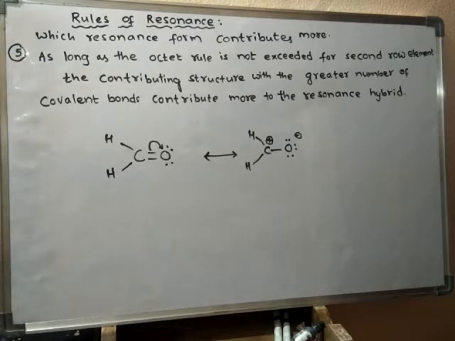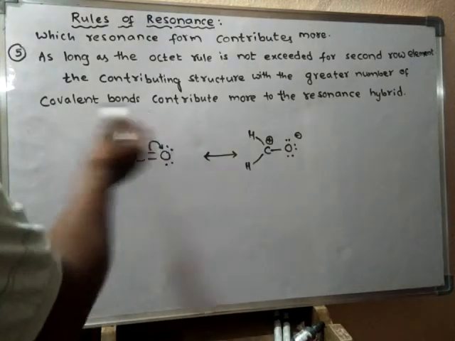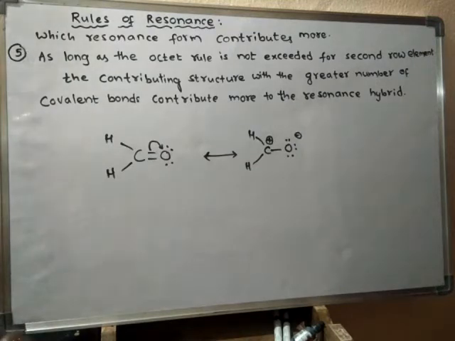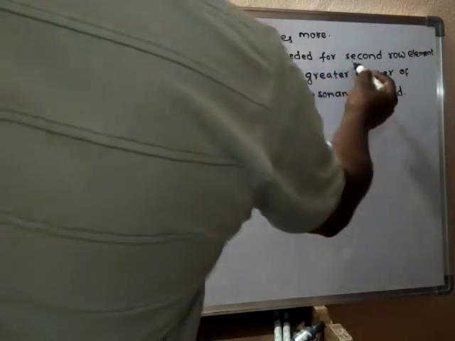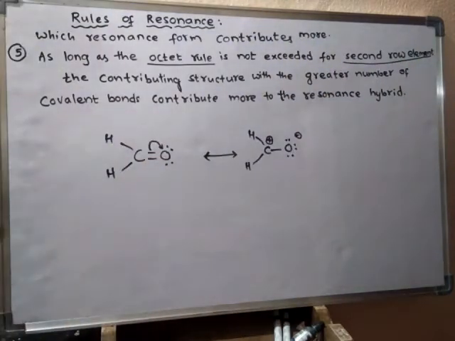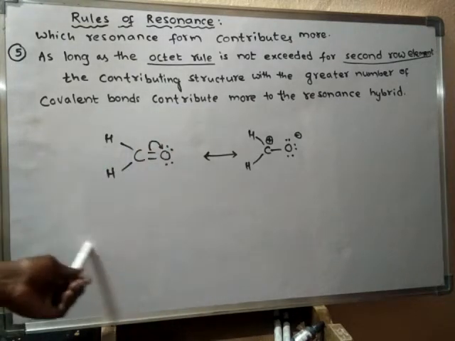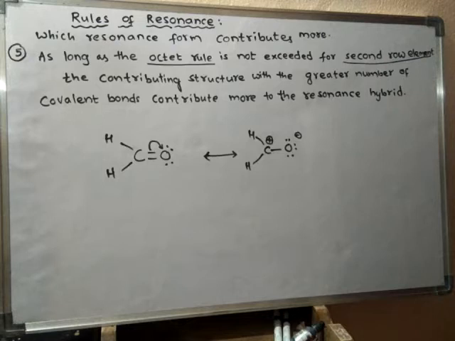Any contributing structure, if it satisfies the octet rule, particularly for the second row element, is somewhat stable. If the octet rule is exceeded for the second row element present in that structure, that means it has more than 8 electrons, then that structure is less stable. We have learned this in the fourth rule.